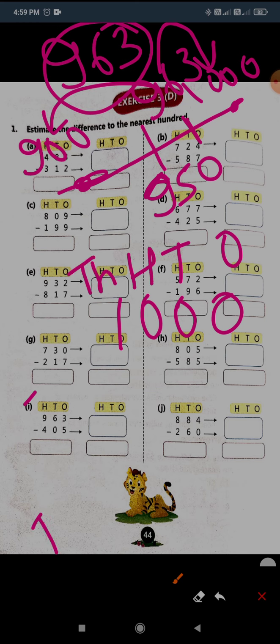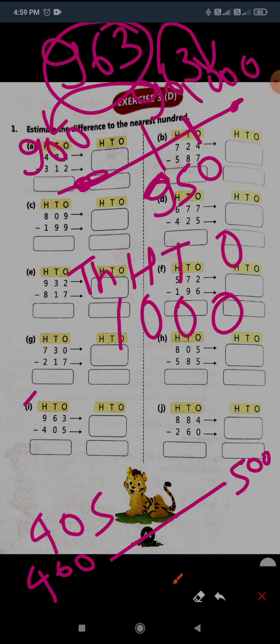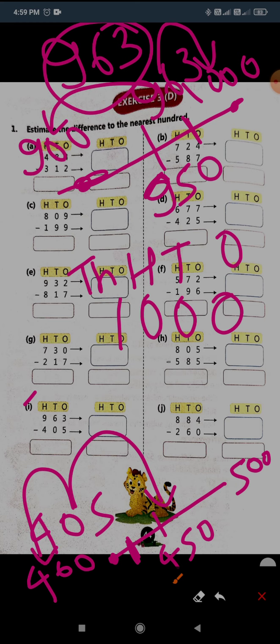Now the second is 1405. 405 will be between 400 and 500. And the mid number is 450. And here you can see that 405 is less than 450, so it will come near to 400, not to 500. So the nearest of 405 will be 400.